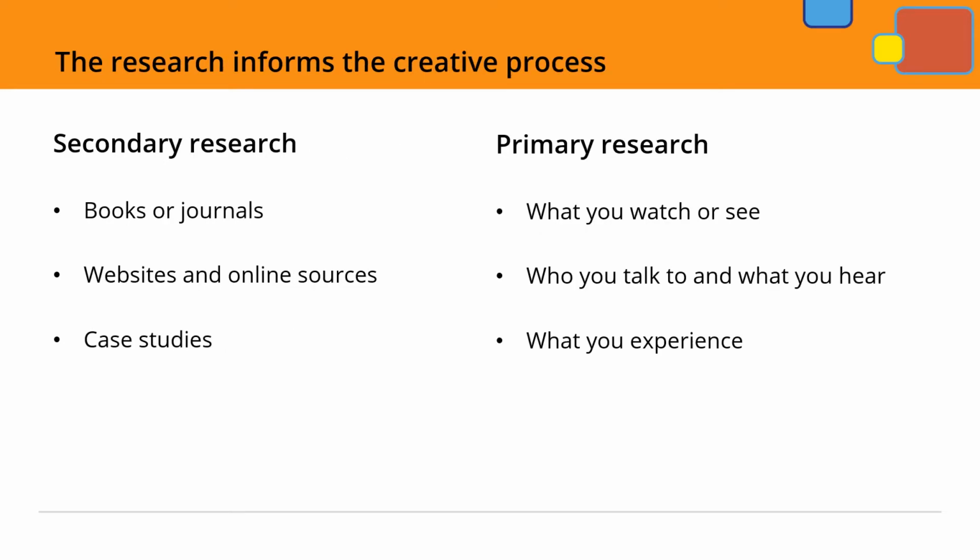So now you will be thinking about the types of research you can do to help you build this strong foundation and help you realise your project. Secondary research may include reading books or journals, looking at websites and online resources. You may also use case studies. This type of research will be captured in a bibliography, which will no doubt be a familiar way for you to list and credit the sources of information you have used.